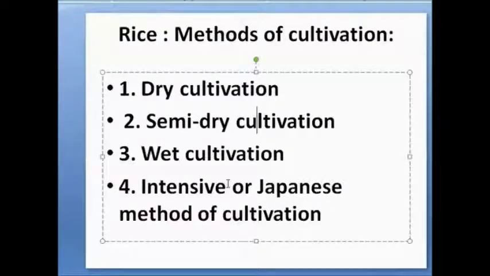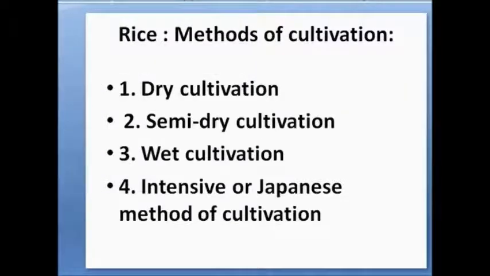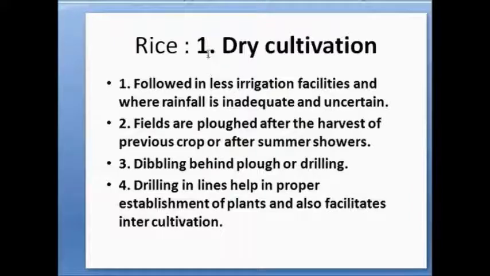Dry cultivation means where rice is grown only on rainfall available, means there is no extra supply of water. In semi-dry cultivation, that water can be given. Now let us go one by one detail. So this is the dry cultivation. This is followed in less irrigation facilities where are available, or where the rainfall available is inadequate and the rainfall pattern is uncertain. Means in short, in dry areas, in rainfed areas, this dry cultivation of rice is adopted.